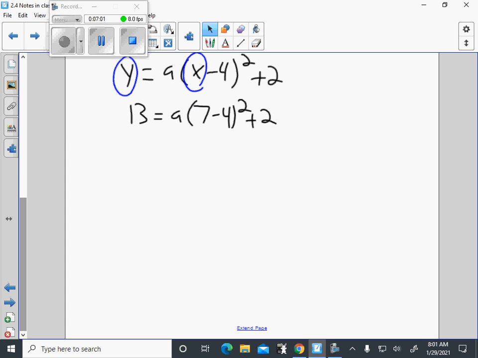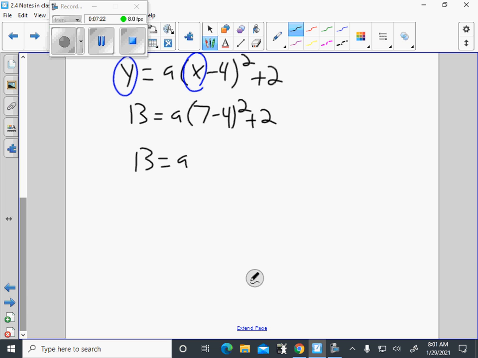Here's where we're at. Now, if you were given an equation and said, what does this equation do? We'd have no clue because what's this a doing? We're going to solve for a. That's what we're doing right now. Okay, solve for a. We remember we have to use order of operations, so we go parentheses first. So 13 equals a times 7 minus 4, that's 3. We're going to square it, plus 2.